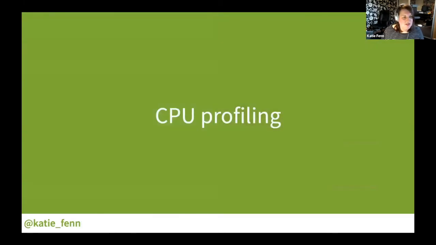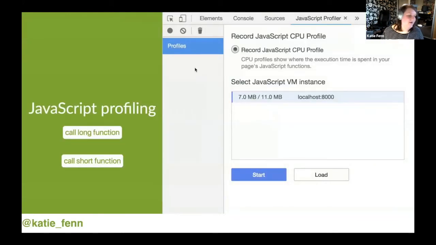If you're writing a JavaScript-heavy web application, Devtools has a JavaScript profiler to help you identify really, really slow functions. In this demo, I have two buttons which call different functions. Both of them take a really long time to run, but the long function does twice as much work as the short function. So we would expect it to take twice as long to run as the short one.